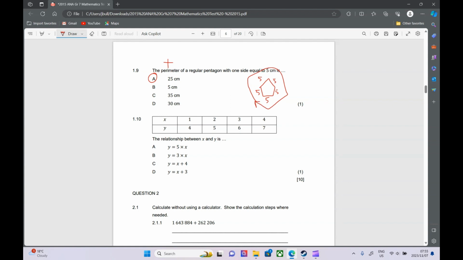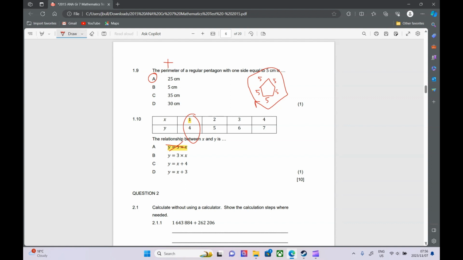Question 1.10, the relationship between x and y is. So we're just going to test just one of these points because one of the points is enough. So let's see this first one. We're going to go y is 5 times x. Let's check if that works. So here we've got x is 1. 1 times 5 does not give me 4, so it can't be that one.